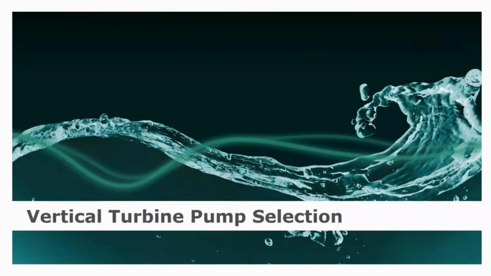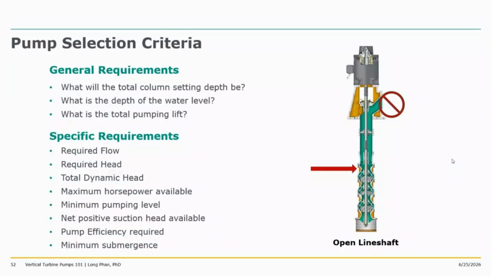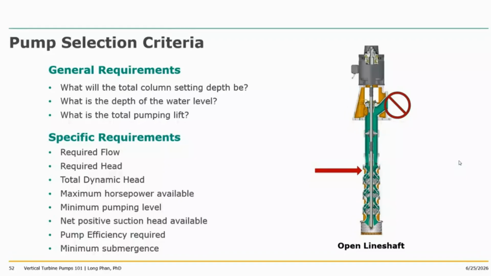In this section, let's have a little practice. Now that we understand the different key components there, how do we select a vertical turbine pump? The pump selection criteria really rely on both general and specific requirements, right? In general requirements, we will have to ask ourselves, what will be the total column setting depth? What is the depth of the water level? What is the total pump lift?